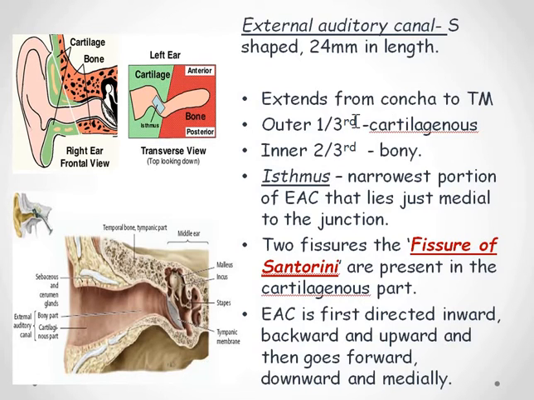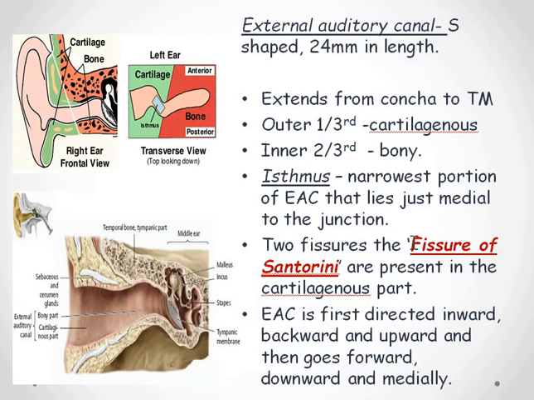It extends from the concha to the tympanic membrane. Outer 1/3 is cartilaginous, inner 2/3 is bony, and the isthmus is the narrowest part. The narrowest portion of the external auditory canal lies just medial to the cartilaginous and bony junction. This is an MCQ. The isthmus is the narrowest part, found just medial to the junction of the cartilage and the bony part.